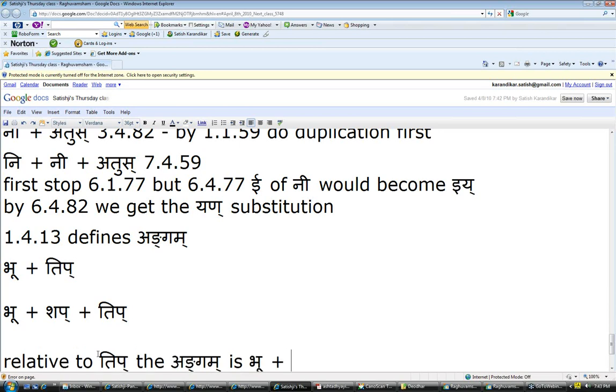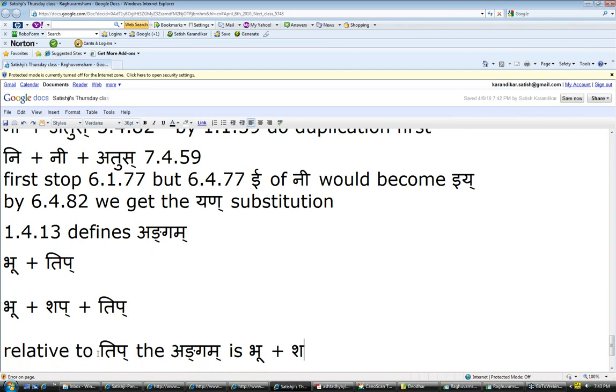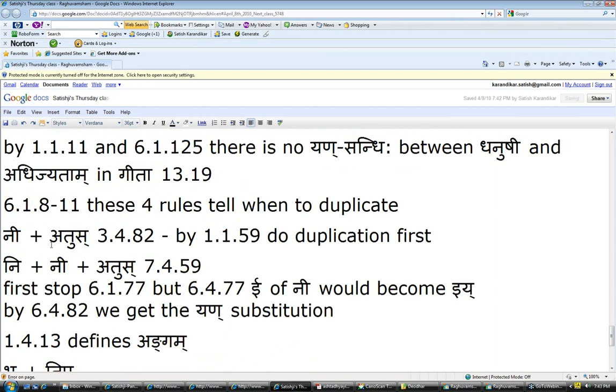Okay. Now, in our case, let's use the same logic. In our case, we had ni plus atus. Atus was prescribed after ni; lat and lit became lasya and became tas, and tas became atus. So atus has been prescribed for the ni. You start from the ni and go up to the atus; that is the angam for atus.